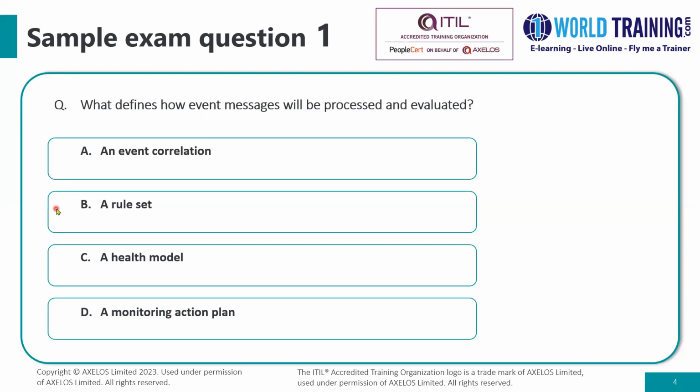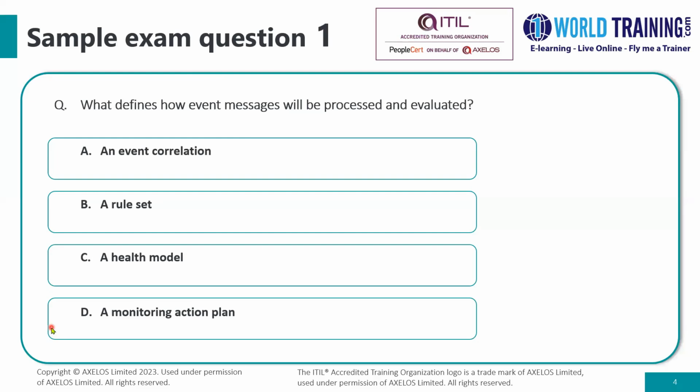Option B, rule set. Yeah, rule set means there will be several rules that define how the event messages for a particular event will be processed and evaluated. So B would be correct. Option C, a health model. These are for the monitoring team by which they can assess user experience of the service, meaning users expect services to run and behave in a certain way. And therefore, the health model will define what the user's experience expectations are of the service, therefore what needs to be monitored. So it would not be C, because it is about how the message will be processed and evaluated.